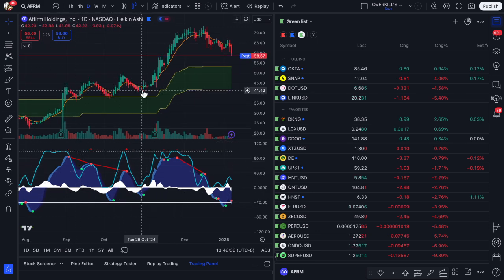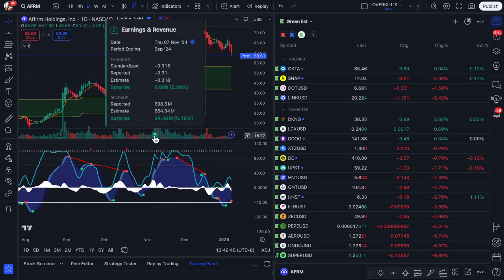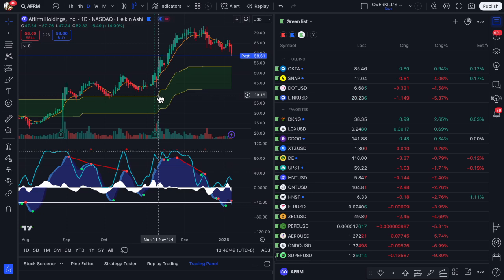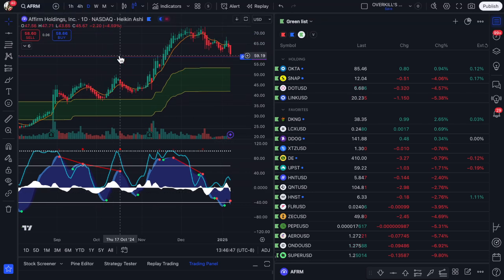Okay, beautiful times to accumulate, and then this big move up off their earnings beat. They're making a lot of money. They got partnerships with Apple and Amazon. They do that buy now, pay later stuff.